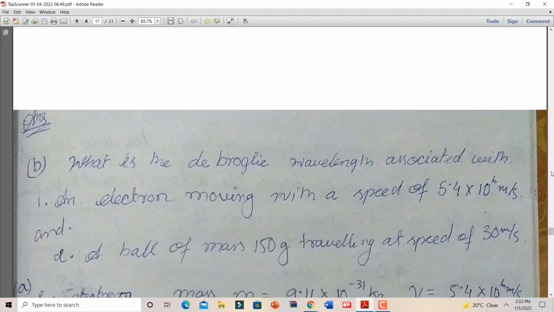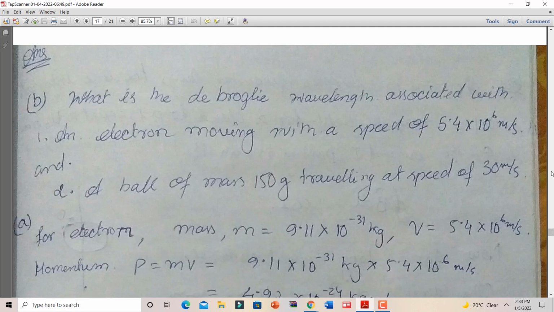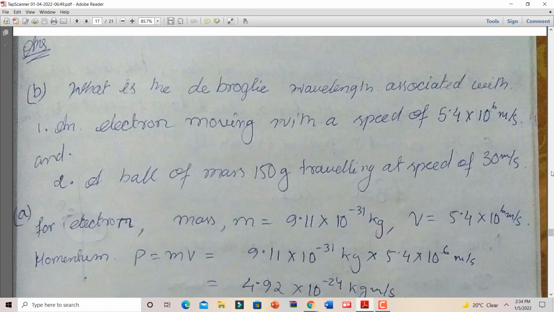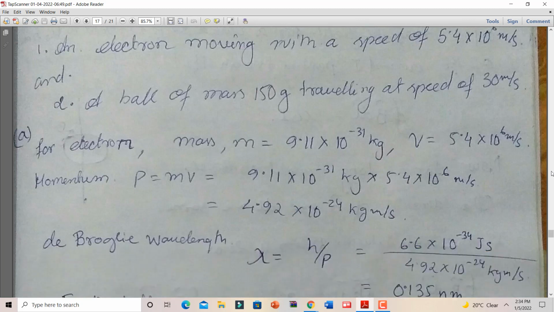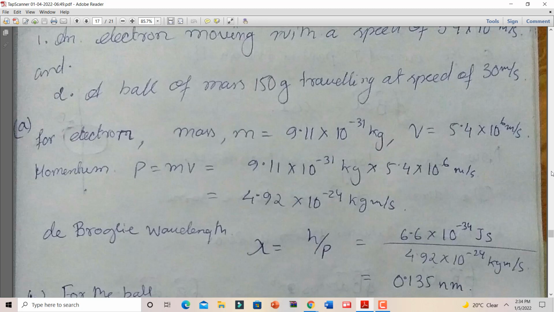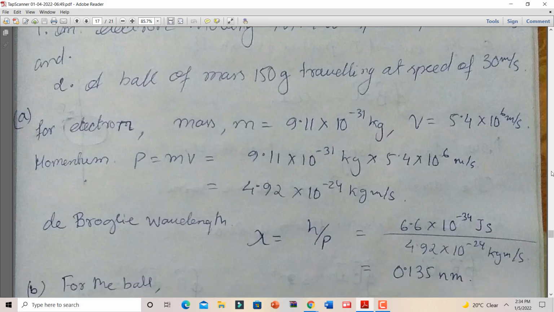What is the de Broglie wavelength associated with an electron moving with the speed 5.4 into 10 to the power 6 meter per second and a ball of mass 150 gram traveling at the speed of 30 meter per second? If we consider the electron, mass is equal to 9.11 into 10 to the power minus 31 kg, and velocity is equal to 5.4 into 10 to the power 6 meter per second. Therefore, we have momentum P is equal to mv, and we multiply both of these and we obtain this.